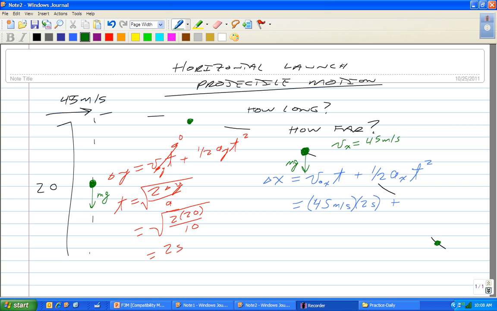45. How fast is it moving to the right here? 45. So the horizontal acceleration is 0 because there's no force acting horizontally. So this is 0. And so it's just 45 times 2, which is, so how far away does it land? 90 meters. Now, does the vertical velocity of the ball change?